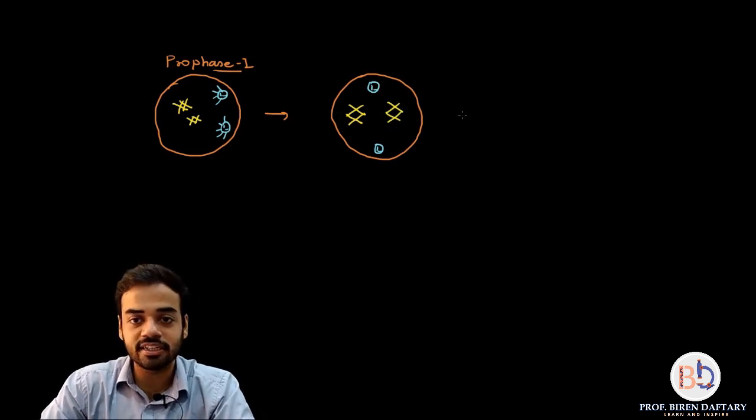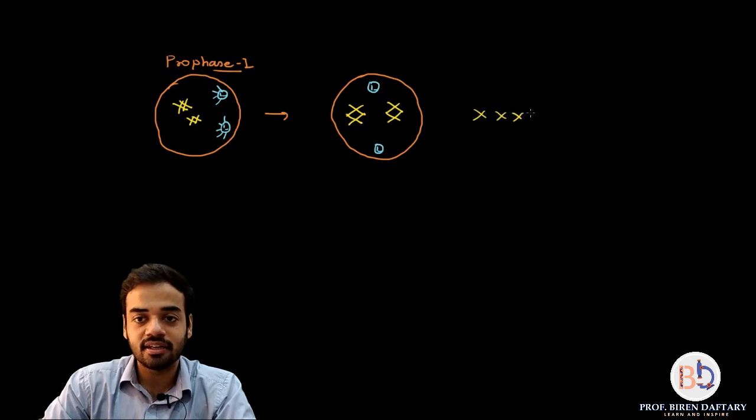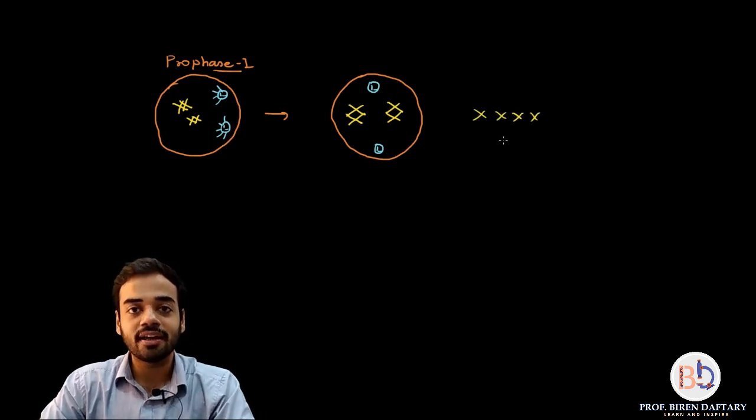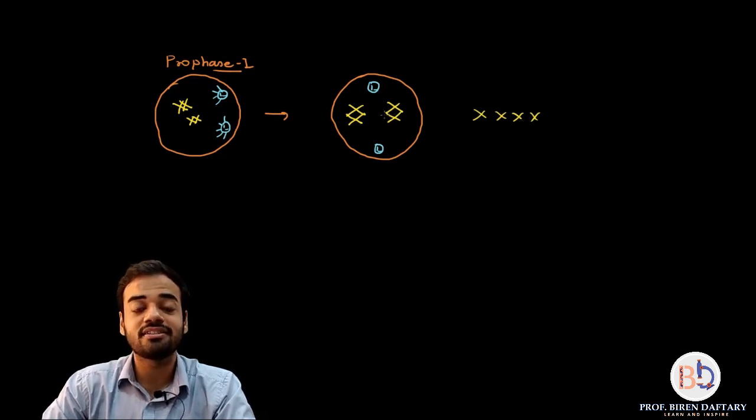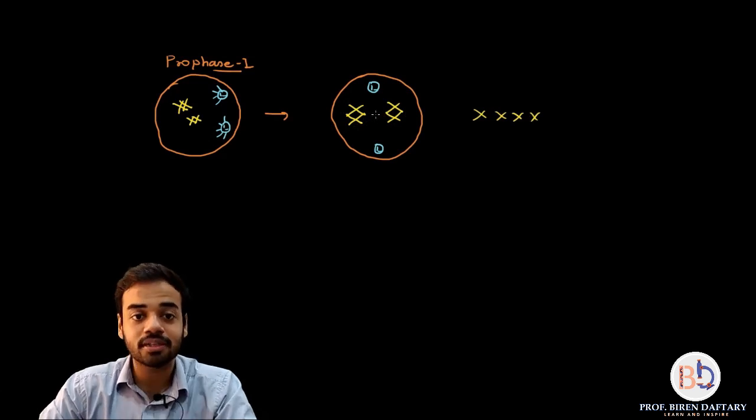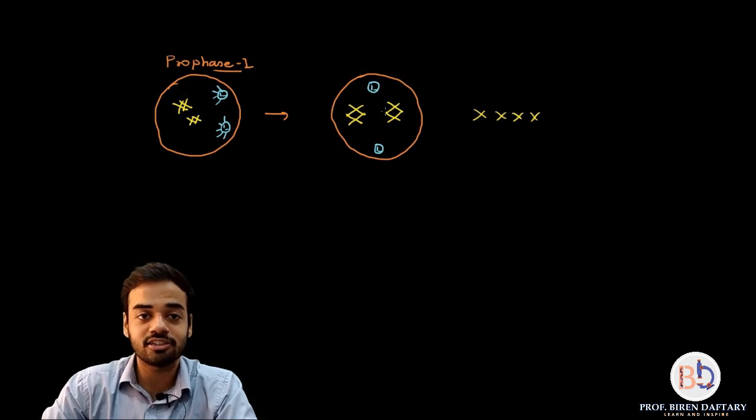Please remember, the arrangement is not like this as in mitosis. Why? Because now you don't have all chromosomes which are separate. The chromosomes are actually linked to each other. That is why the arrangement is like this. So it is very, very important to remember that tetrads or bivalents are formed. So do you understand this arrangement?